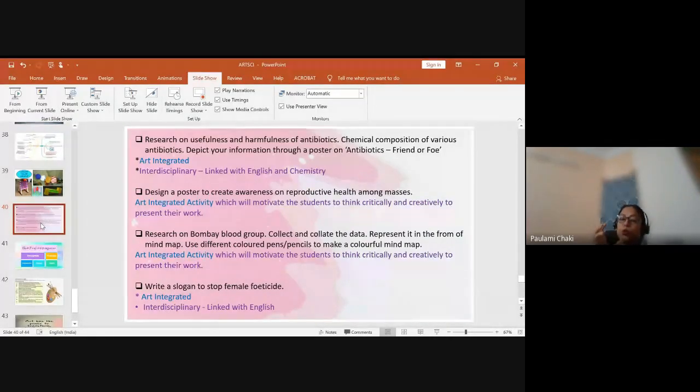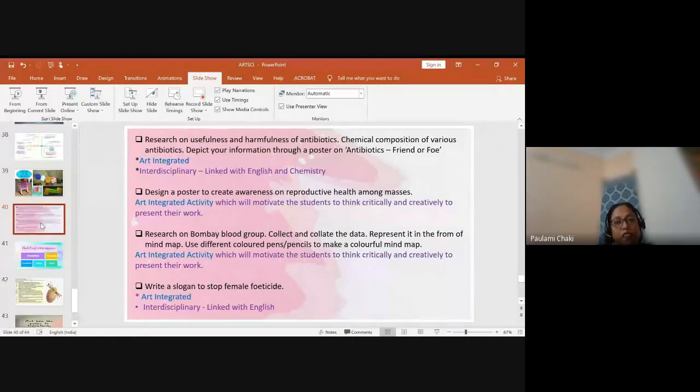There is a blood group topic we are teaching them in grade 10. Okay, AB blood group. So there you can give them one project like research on Bombay blood group. Collect and collate the data, represent it in the form of a mind map. Use different colored pens and pencils to make the colorful mind map. Art integrated again, but with that they are learning to collect the data, to collate it, to organize it properly. So they are learning so many different life skills here.